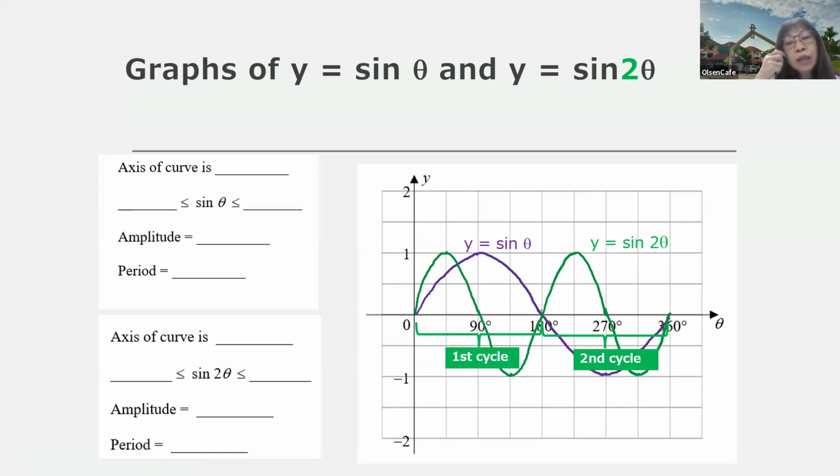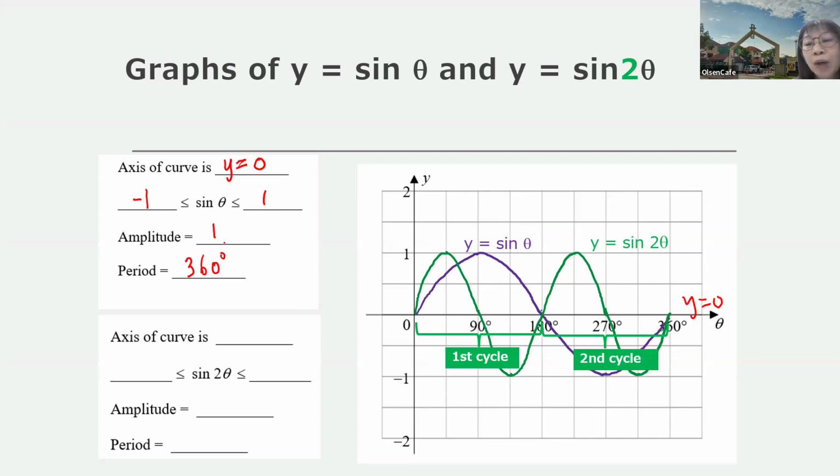With this, again, let us fill in the space. Over here, the axis of curve is still y equals 0. So this is your y equals 0 here, that is your reference line. And for the original graph, again no change. Maximum is 1, minimum is -1, amplitude is 1, and period is 360 degrees. So that is a standard sine graph.